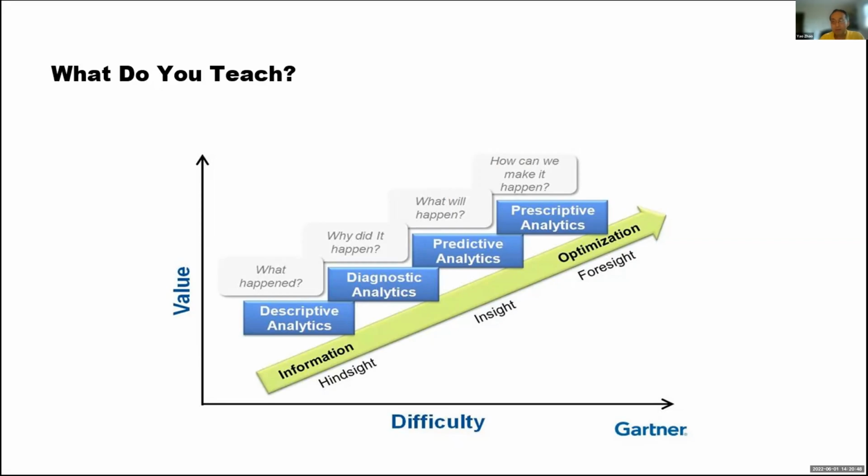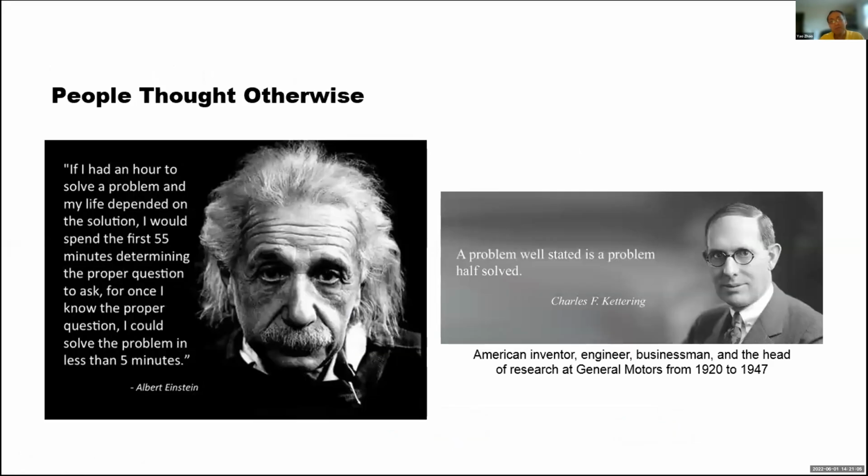Part of the reason is what Gartner pointed out here. It is maybe because they are of lower value, and also relatively easy. Well, is that really true? Some people thought otherwise. For example, Albert Einstein said, if I had an hour to solve a problem and my life depended on the solution, I would spend the first 55 minutes determining the right question to ask, for once I know the right question, I will take just 5 minutes to solve the problem.